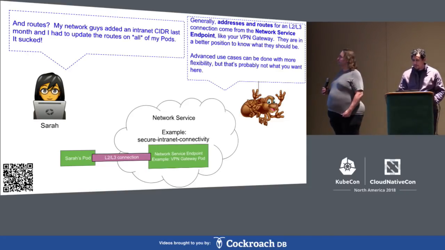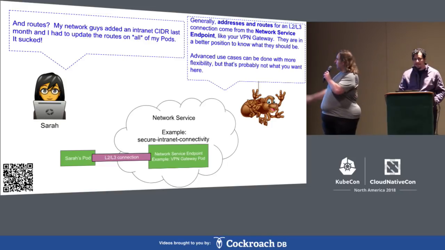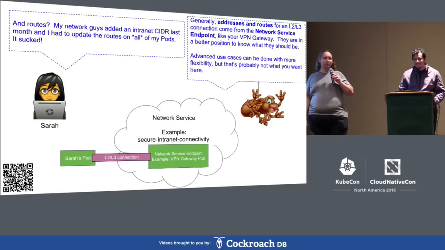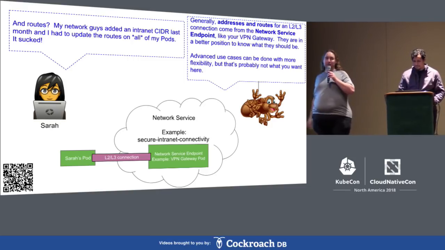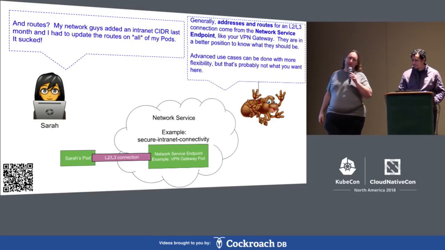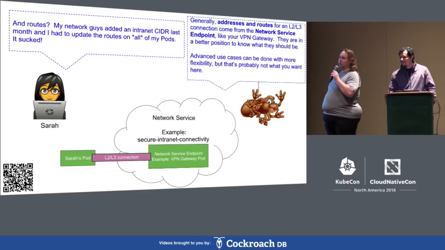Okay, and what about routes? How does that all get handled? Again, same realization. Who in this picture is most likely to have the proper understanding of what things should be routed to the corporate intranet? That's going to be your VPN gateway pod. As part of the same connection context that gets set up, in addition to providing Sarah's pod with an IP address, it also provides the list of routes that should be routed to the corporate intranet, so that Sarah doesn't have to worry about that.